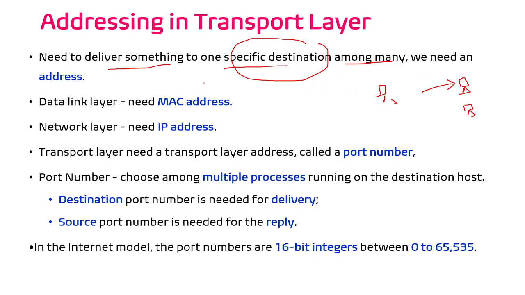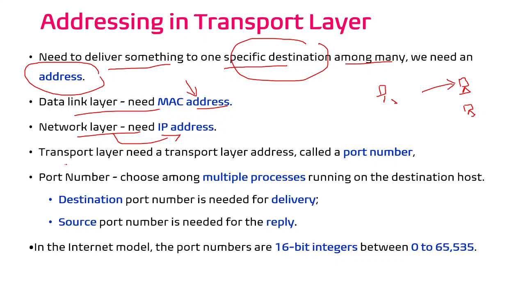So for that, what I actually need is an address. We have studied a lot of addressing in the previous units. Say for example, in the second unit, data link layer, we have studied MAC addressing. And in the third unit, the network layer, we concentrated on IP addressing. MAC address is used to communicate with a particular device within the local area network. IP address is used for communicating with a particular host which is present in some other network.